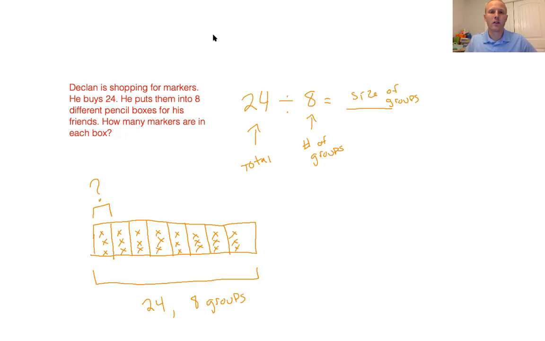And we can now see that this is no longer an unknown. He has 3 markers in each pencil box, or in more general terms, he has 3 in each unit here. And then we can add that up here to our answer. Our quotient becomes 3. 3 markers. So that is how you use the unknown being the size of the group in a tape diagram.